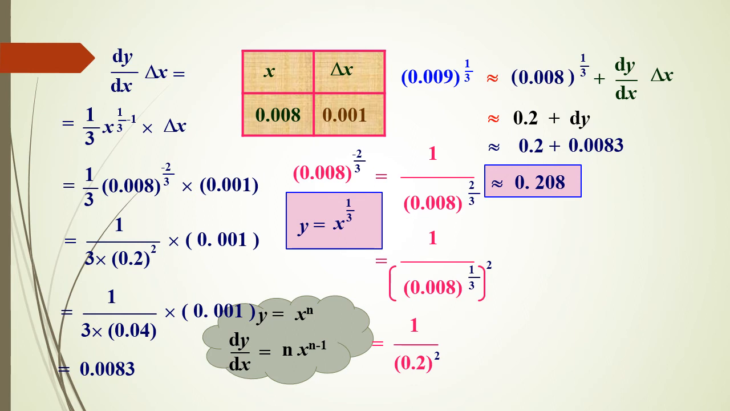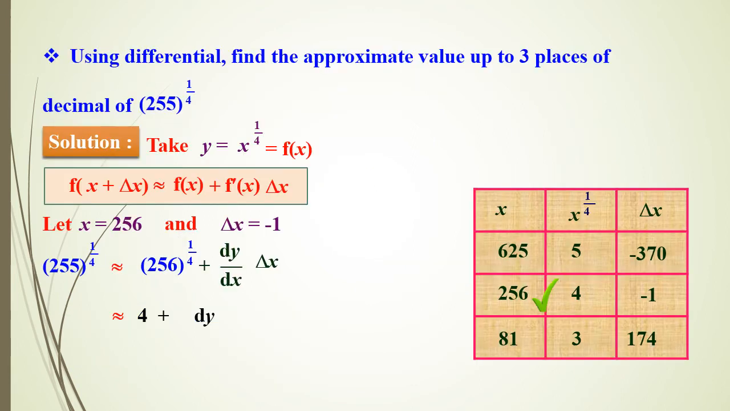This is the solution. In this problem, we will be finding the approximate value of 255 whole raised to 1 divided by 4. Whatever procedure has been adopted for the previous sums, here also the same thing should be followed, but the values of x and delta x will be different. So 256 is the fourth root, and it can be written as 4 to the power 4 and whole raised to 1 by 4. The 4 and 4 can get cancelled very easily.